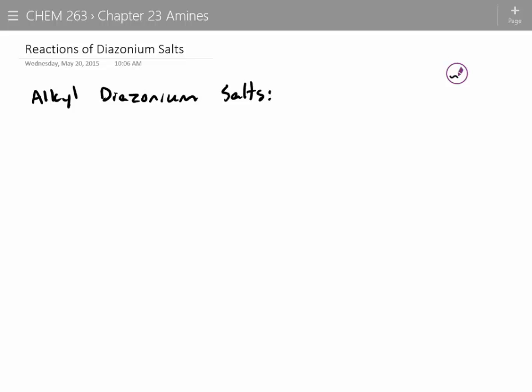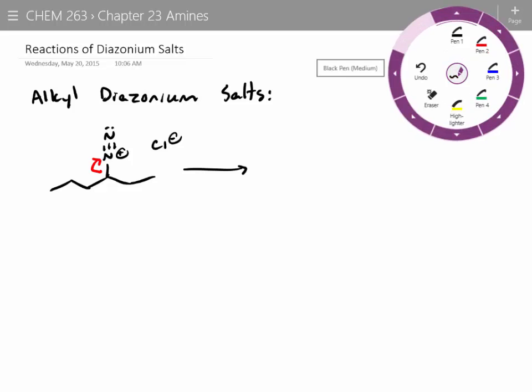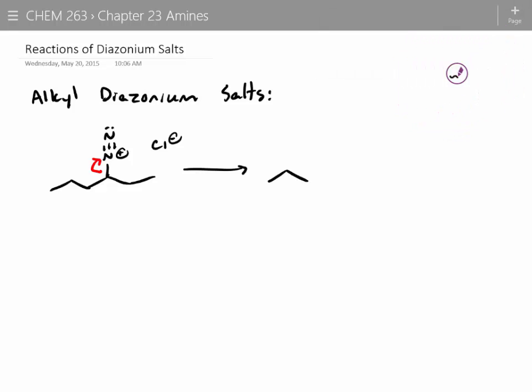So alkyl diazonium salts. Let's go ahead and say that I made this guy. We said that this thing really, really wants to form nitrogen gas. So if we pop off this and form nitrogen gas, what we end up getting is a carbocation plus N2 gas.